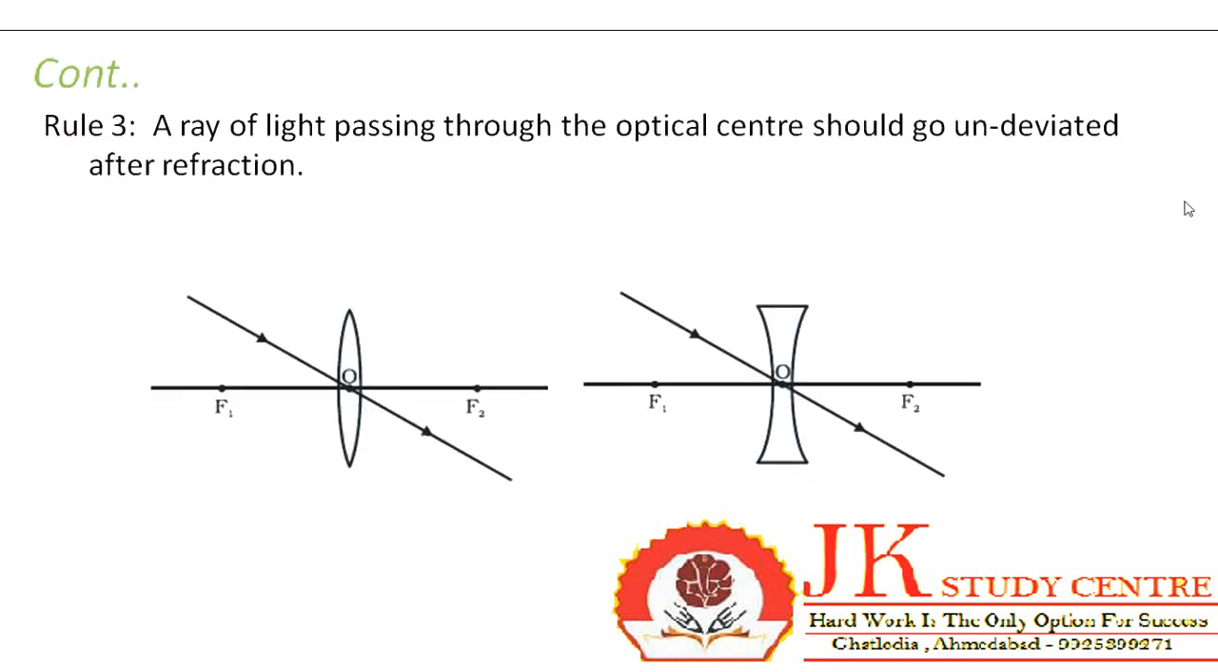And the third rule says that a ray of light passing through the optical center should go undeviated after refraction. That means there should be no bending of light at all. So these are the three rules which govern the image formation in case of lenses. One, if it passes through the optical center, it goes undeviated. Two, if it goes parallel to the principal axis, then after refraction it passes through the focus. Three, if it passes through the focus, after refraction it goes parallel to the principal axis.